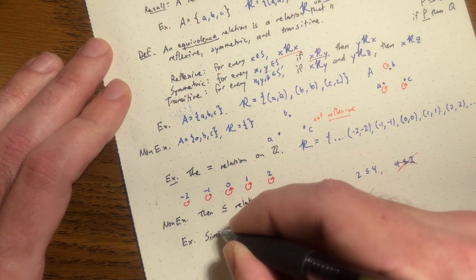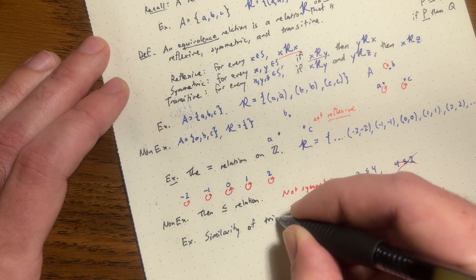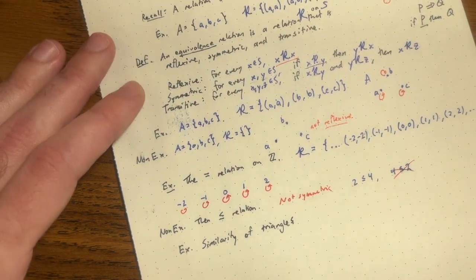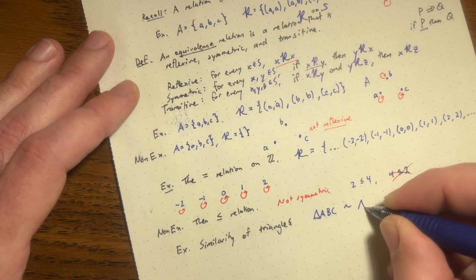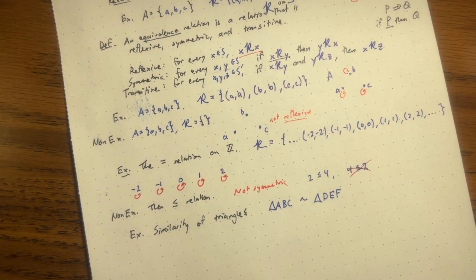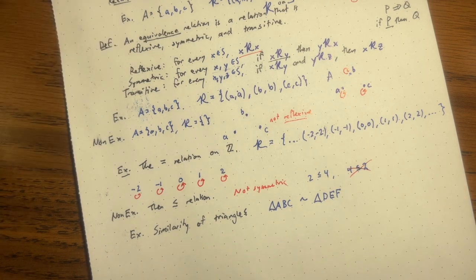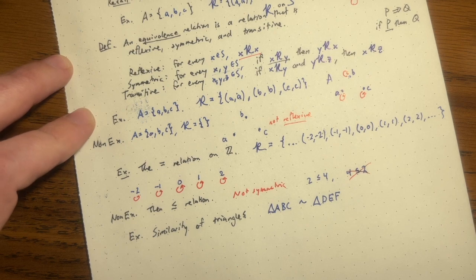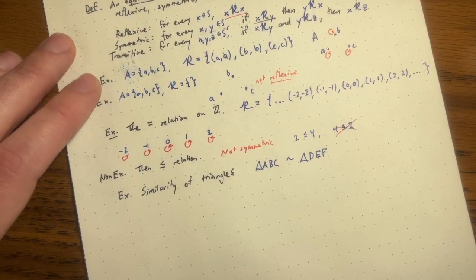You could have various other examples like similarity of triangles is a good one. This is one you've probably seen before, where you have things like triangle ABC is similar to triangle DEF, meaning they have the same corresponding angles. They might be different sizes and different orientations, etc. But their angles match. And that is an equivalence relation. You can verify that it has these three properties.